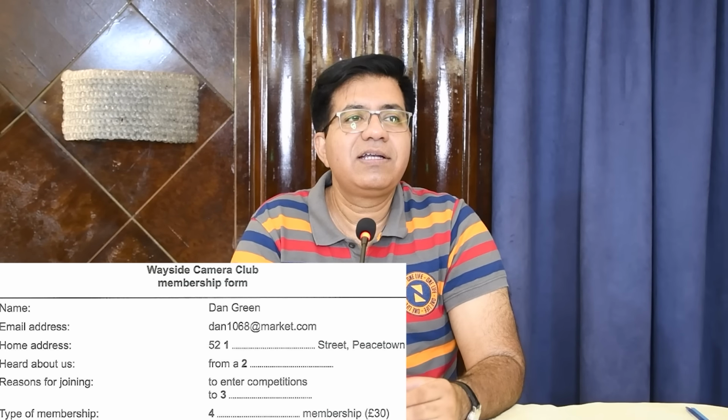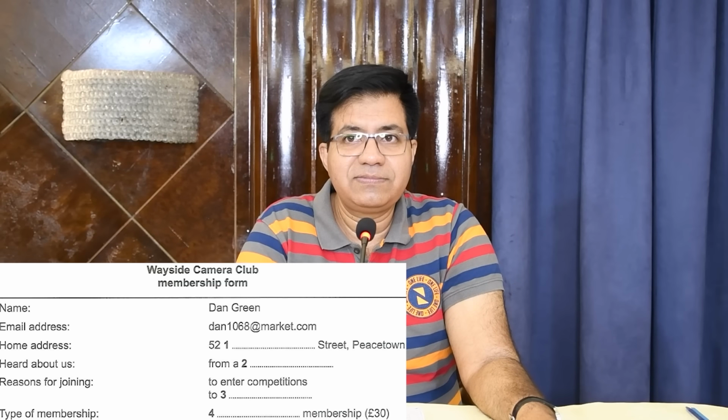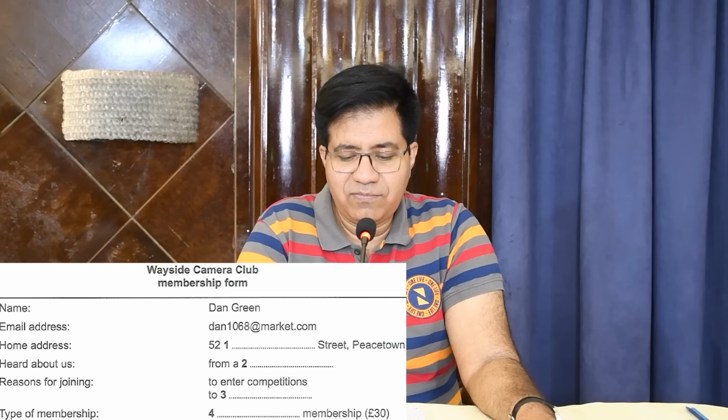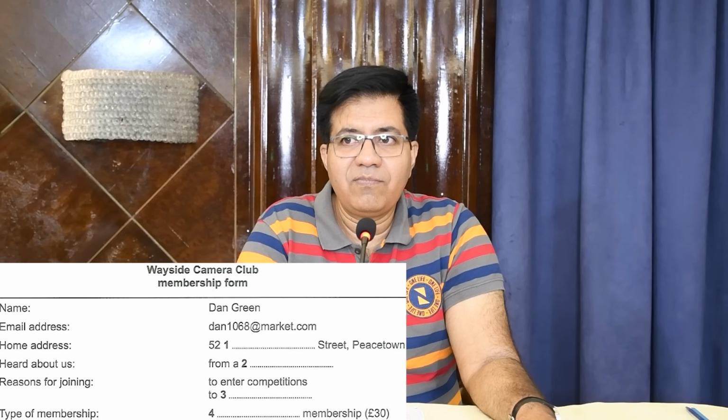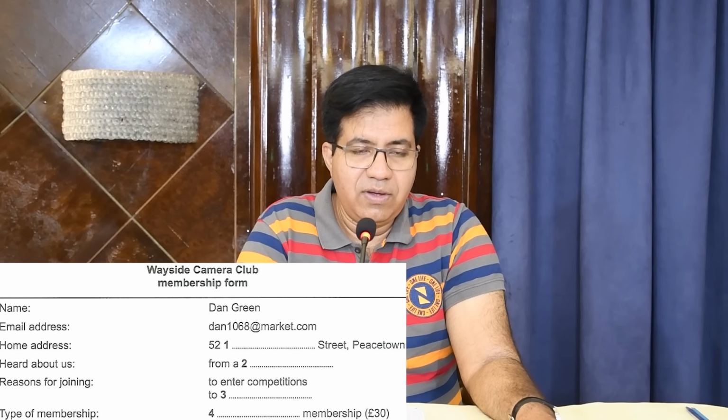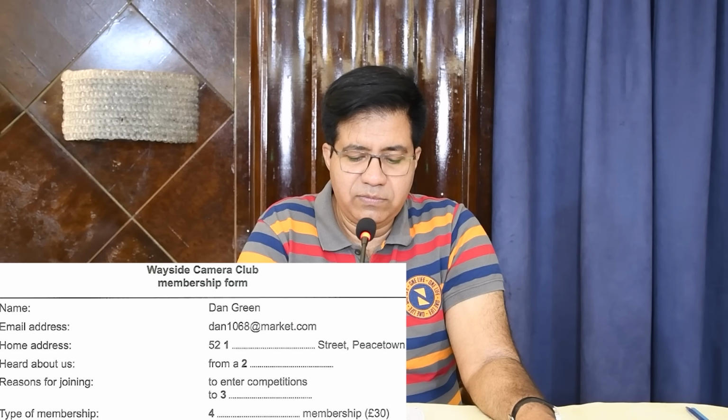So, what type of membership would you like? What are the options? It's £30 a year for full membership, or £20 a year if you're an associate. I think I'll go for the full membership then. That's a good idea, because you can't vote in meetings with an associate membership.